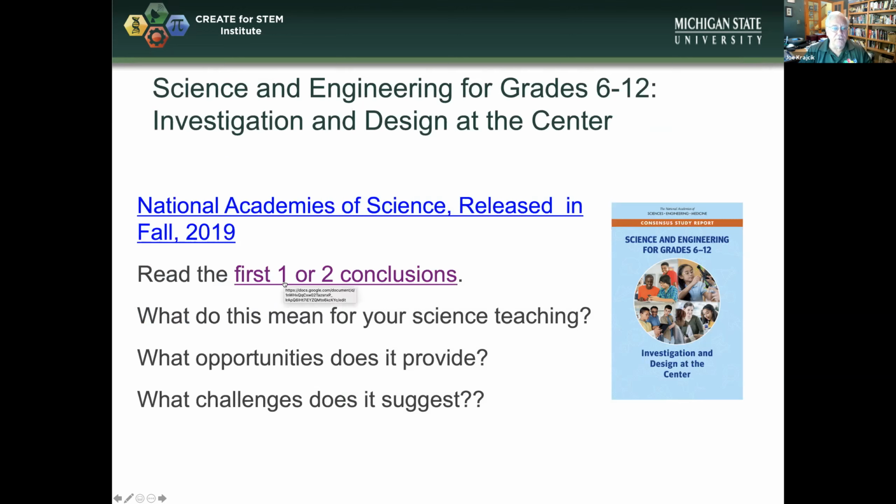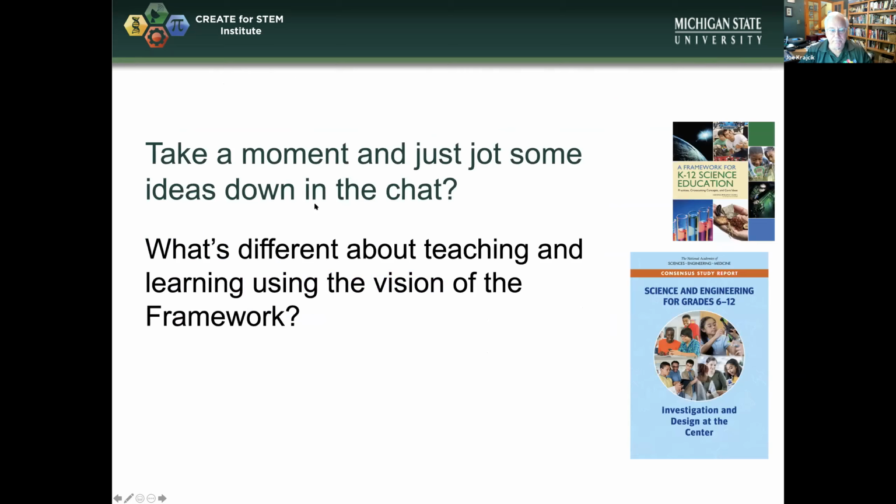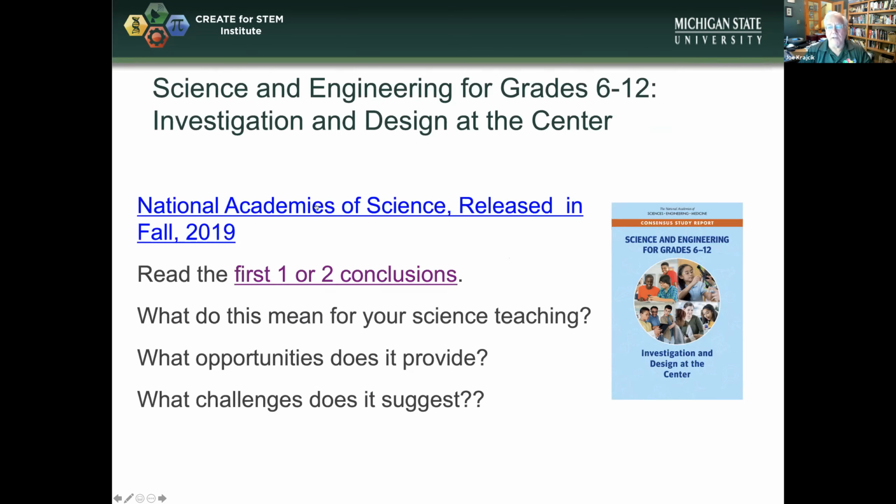I'm just going to go to the first. And the reason this actually gives you a link is that the National Academy released it in fall 2019. This little link will take you to the document that you can download. It's a free download. You can pay $50 for the book if you want, but you can also download it and read it on your computer screen.